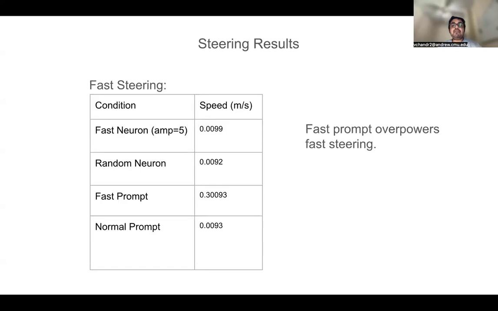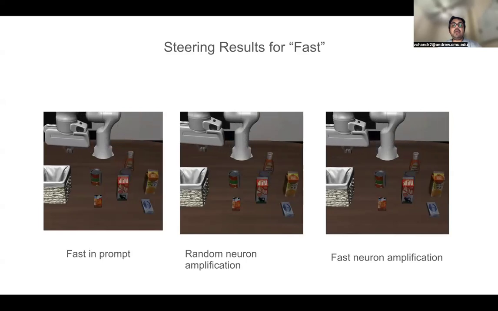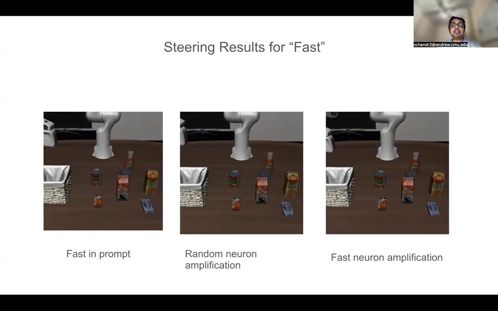Looking specifically at the fast semantic experiment as an example, we found that the semantic amplification exceeded in speed compared to the random amplification. But as you can see in the table, it was only a nudge, not a separation. Differences are within a standard deviation. We also found that the modified prompt beats neuron steering. Qualitatively, you can also see it visually that there isn't much of a difference.